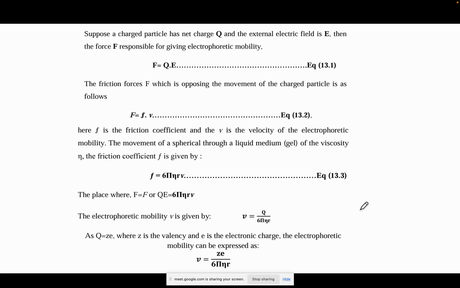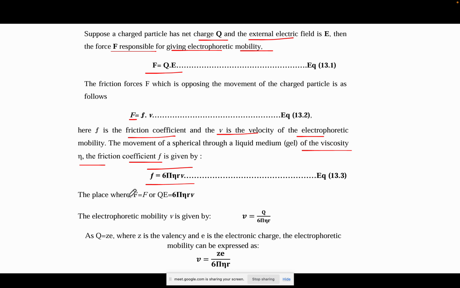Here is an equation which I was going through. Suppose a charged particle has net charge Q and the external electric field is E. Then the force F responsible for giving electrophoretic mobility is F equals Q into E. The frictional force, which opposes the movement of the charged particle, is F equals small f into v, where small f is the friction coefficient and small v is the velocity of the electrophoretic mobility. For the movement of a sphere through a liquid medium of viscosity eta, the friction coefficient small f is given by small f equals 6 pi eta r.